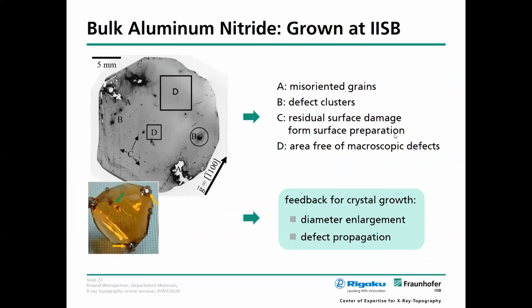Okay, so let's continue to aluminum nitride. Here I would like to mention that in our institute, Fraunhofer, we have a lot of groups, and one group is also growing aluminum nitride bulk crystals. This is now a very interesting topic for power electronic devices. It's a wide bandgap semiconductor.